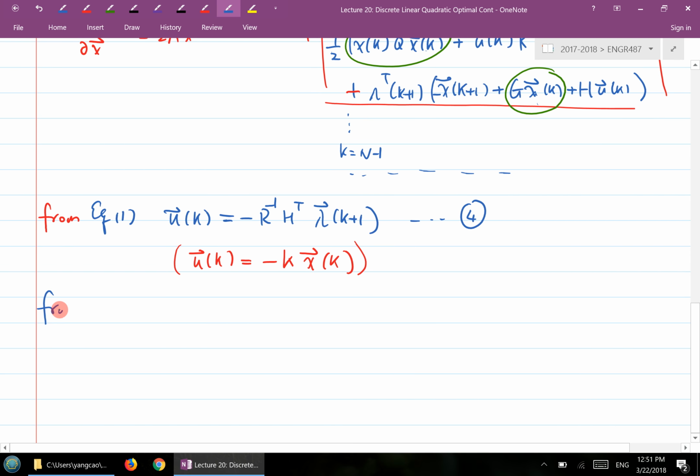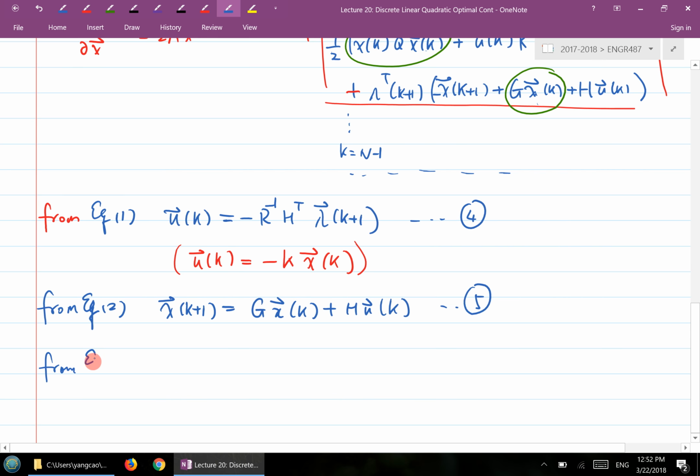And from equation number 2, of course, we can solve for our state equation, and that's our state equation. Still call it equation number 5. So the state equation is what you have basically.